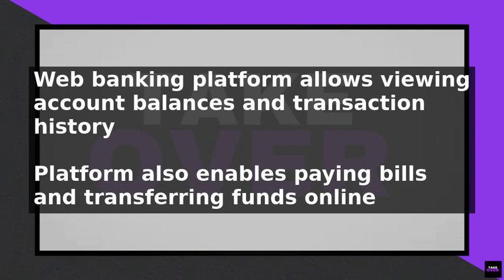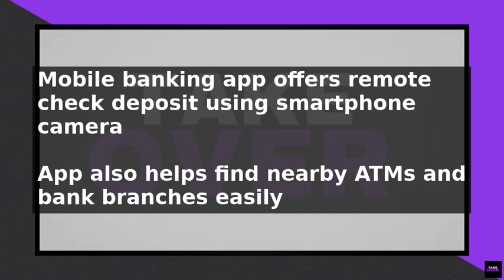To deposit a check using the mobile app, simply select the deposit option, take a picture of the front and back of the check, and enter the deposit amount. The funds will be available in your account within a few days. You can also use the mobile app to find nearby ATMs and bank branches, and to contact customer support.